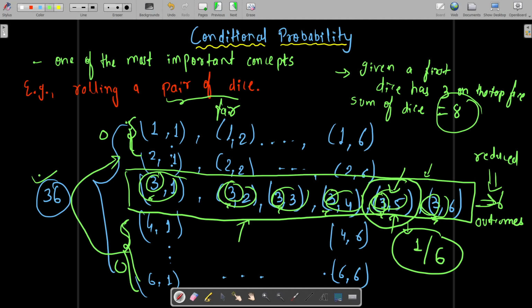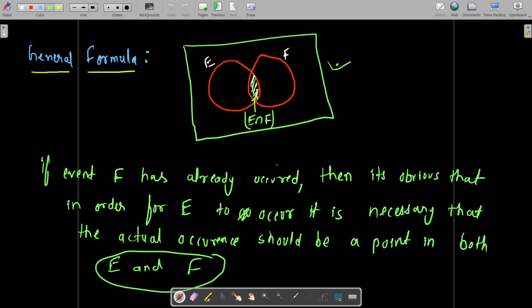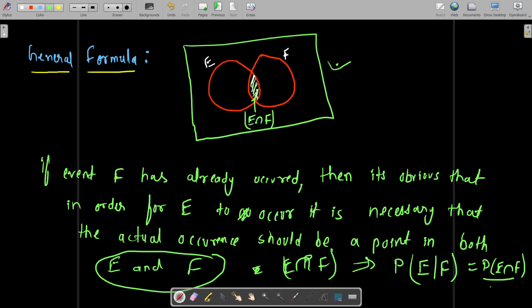So in that case, we have to consider more than one point, but they both should occur in E and F, right? Here E just suggests that our sum should be 8, but they should occur in both of the events, not just a single event. And thus the formula says that we have to write that in both E and F, which we call E intersection F. And hence the probability that we wrote, the probability of E given F has already occurred, should be P of E intersection F divided by P of F.